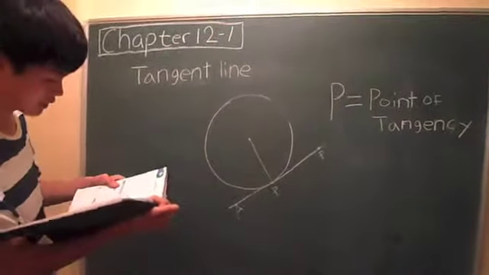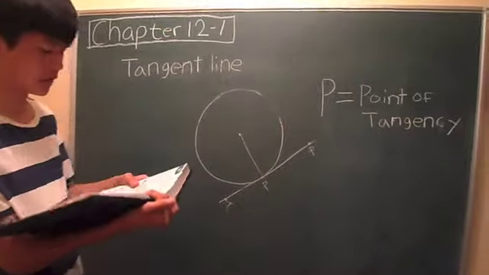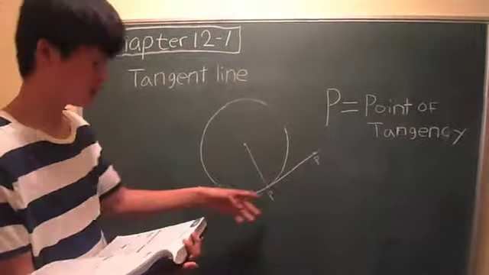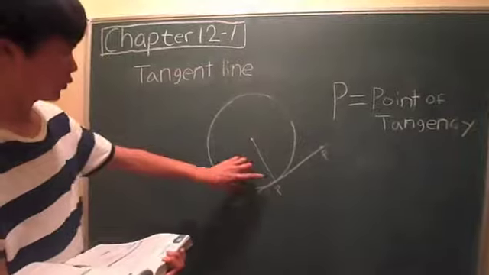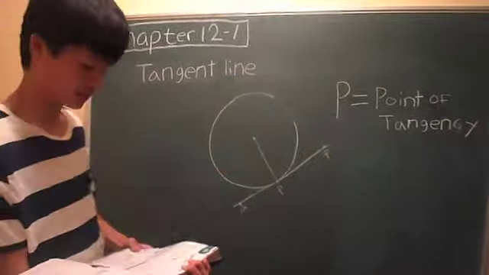In 12.1, you're going to learn about tangent lines. A tangent line is in the plane of a circle and intersects the circle in exactly one point. The point P is the point of tangency.